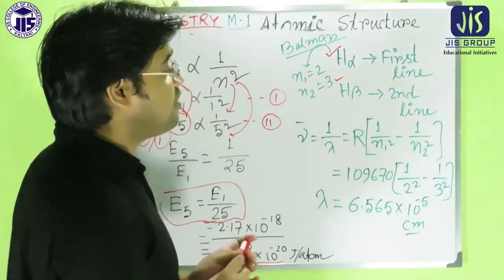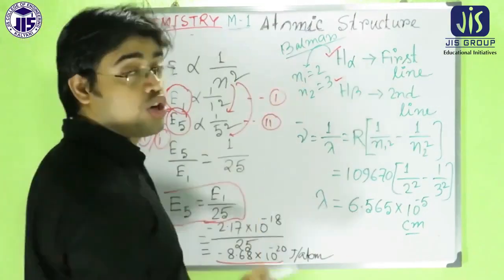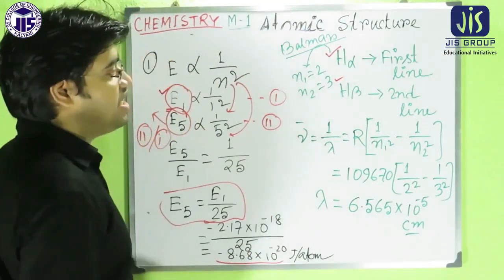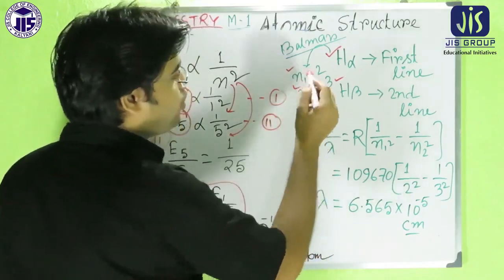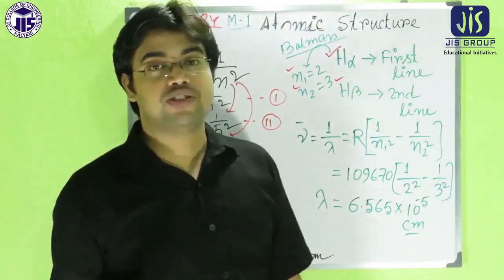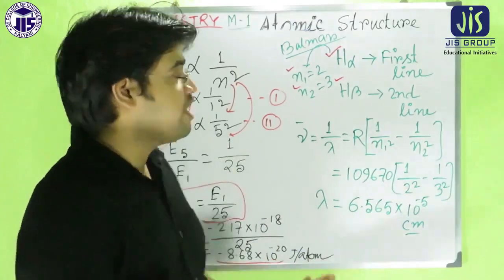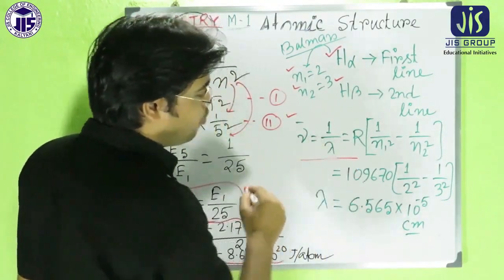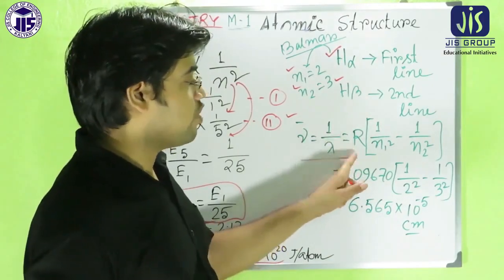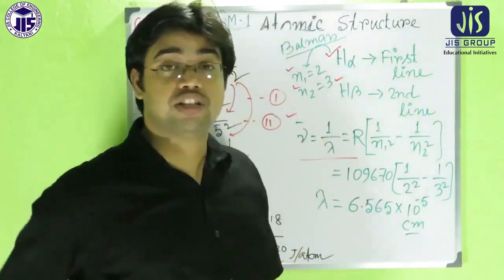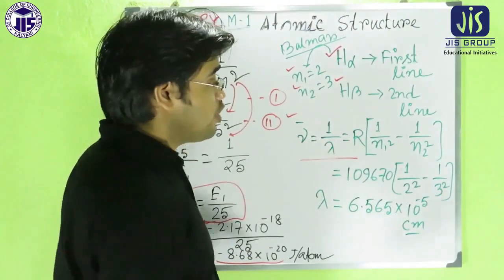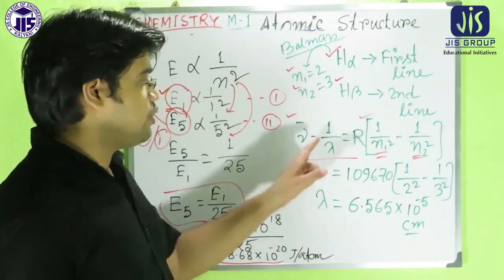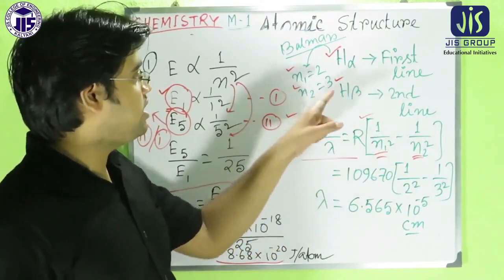So now if H alpha is the first line, and it is the Balmer series, which is also mentioned in the question, then what happens? Then n1 equals 2 and n2 equals 3, because you know in the case of the Balmer series the electron comes from 3 to 2. So then obviously you know that nu bar equals 1 by lambda equals R, where R is the Rydberg constant, whose value is also given in the question, times 1 by n1 square minus 1 by n2 square. Then you put in the value of the Rydberg constant, and it will be 3 to 2.